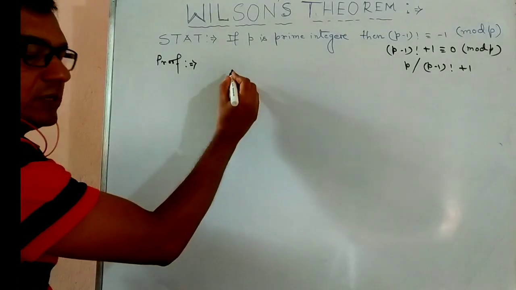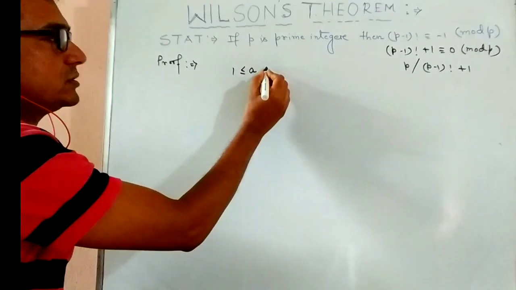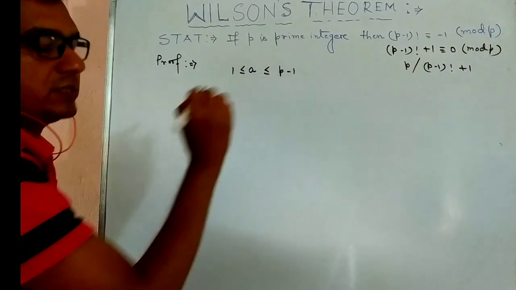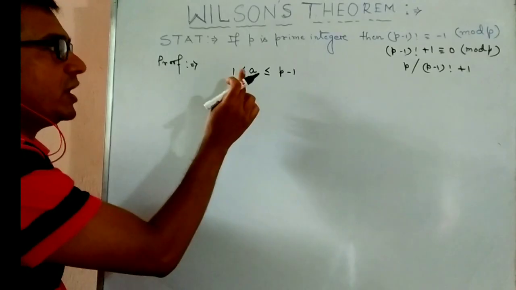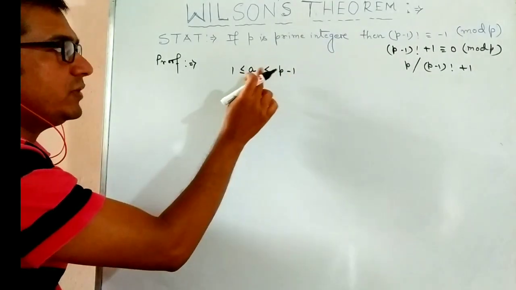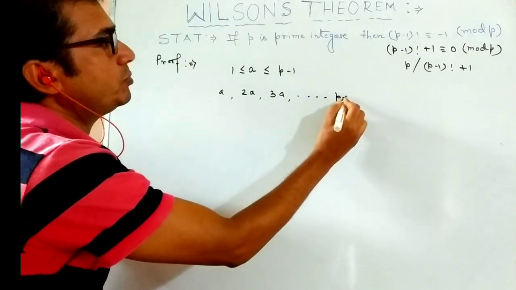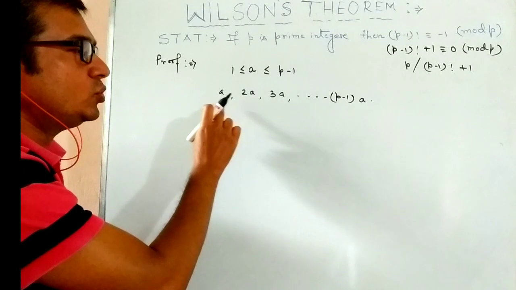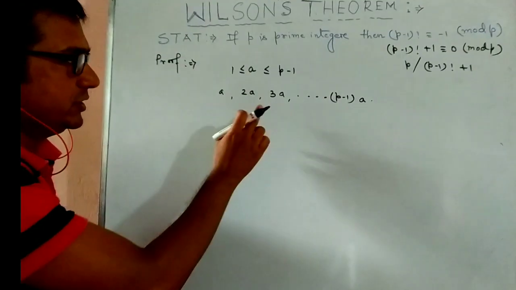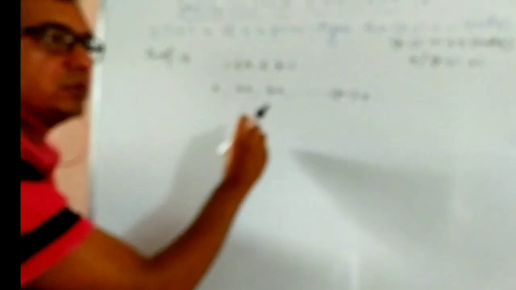We consider an integer a which is in this range, 1 less than or equal to a less than or equal to p minus 1. Now if we consider the first p minus 1 multiples of a, that is a, 2a, 3a, up to (p minus 1)a, no two of them from this list are congruent. No two of them are congruent modulo p.